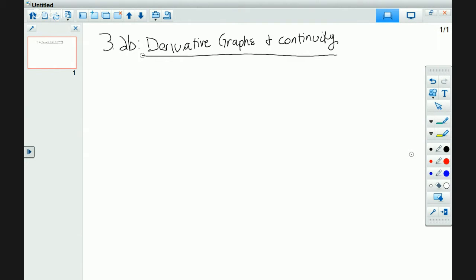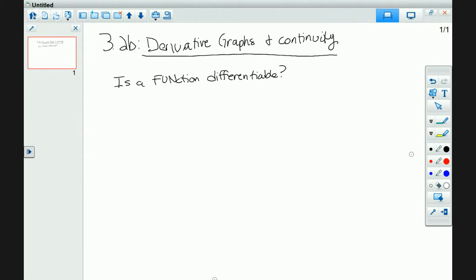Alright, derivative graphs and continuity. Here's a big calculus question. Is that a big question? Yes or no? Well, I haven't given you a function, so you can't say yes or no.